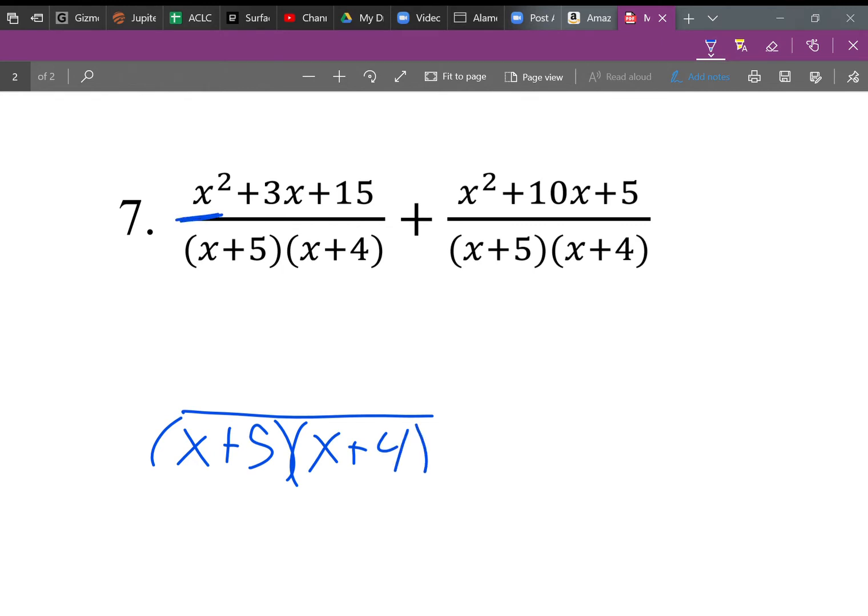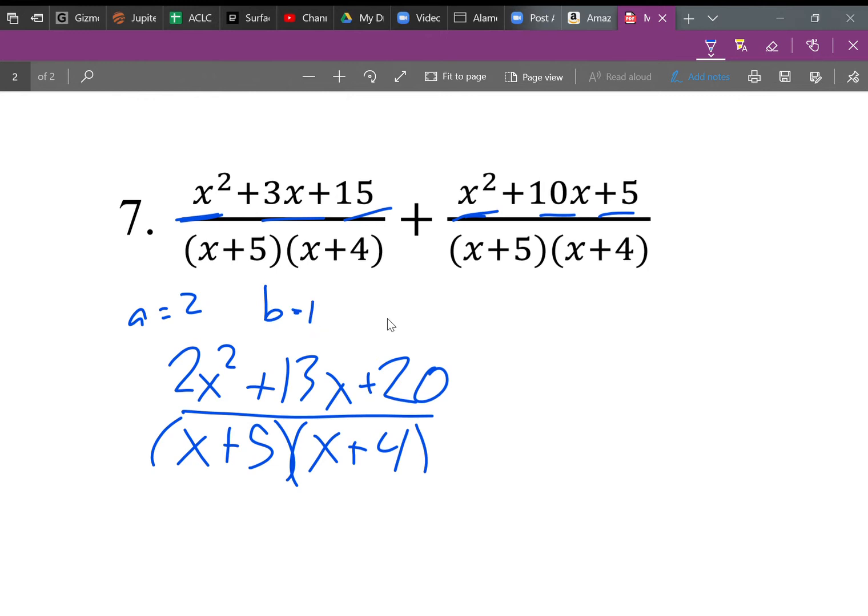I have an x squared and x squared, which gives me 2x squared. I have a 3x and a 10x, which gives me 13x. And I have a 15 and 5, which gives me 20. Now, on the numerator we would call this a quadratic trinomial, where a is not 1, right? I have a is 2 here, b is 13, and c is 20.